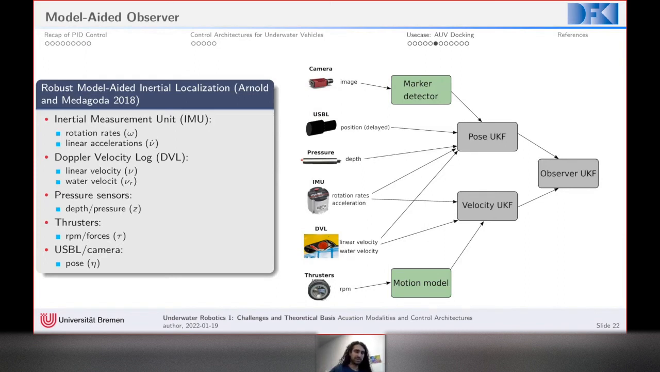So that's a bit in a nutshell. If you want to read a bit more about this, here is a paper by two of my colleagues, now former colleagues. You can find it in the references.